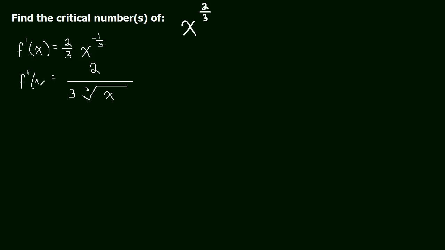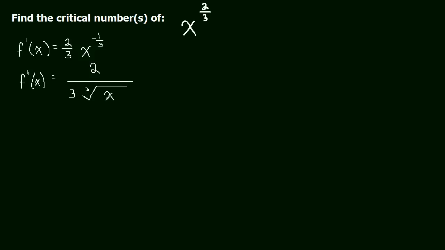And when will this derivative equal 0, and when will it not exist? Those are the critical numbers. Well, it won't ever equal 0. The numerator is 2, and a denominator can never make a function 0. So this will never equal 0, but is there any number where this function won't exist?